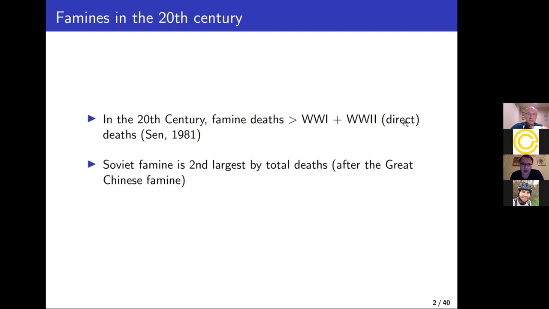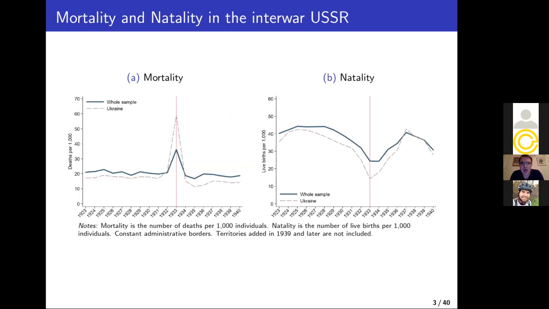This chart gives you an idea of what happened in the interwar period in the Soviet Union. You may see that there is a clear spike in mortality in 1933, the main famine year. And actually, mortality started to increase a bit earlier, in 1932. Otherwise, it's pretty flat. Of course, there is no 1932 famine in this figure because there are no good data on that.